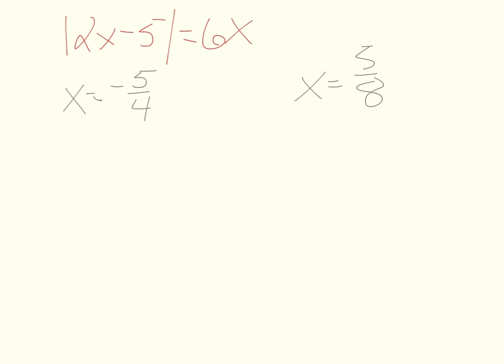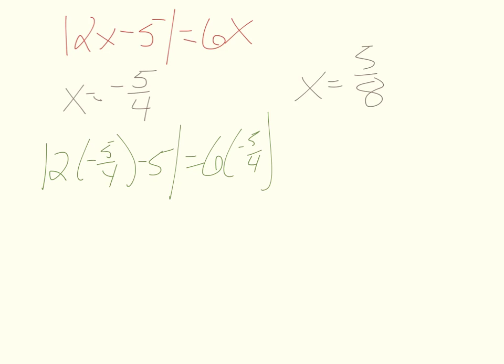And just like anything else, you're plugging it in every place, so we actually have to check it on both sides. The first step is, we'll do this one first: 2 times negative 5 over 4 minus 5. And we ask, does that equal 6 times negative 5 over 4? I'm taking up too much room over here, but that's okay.